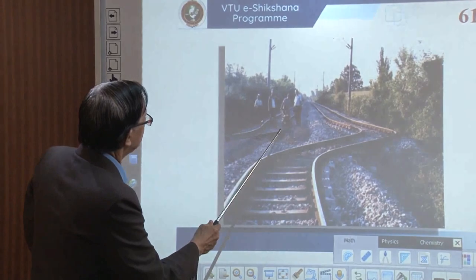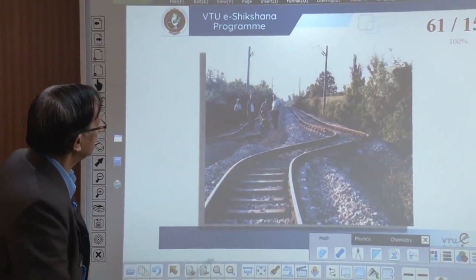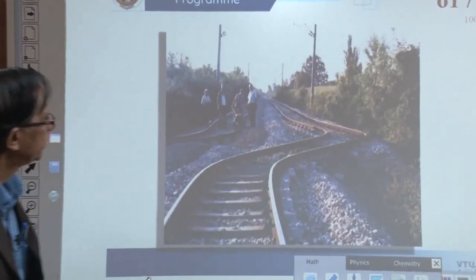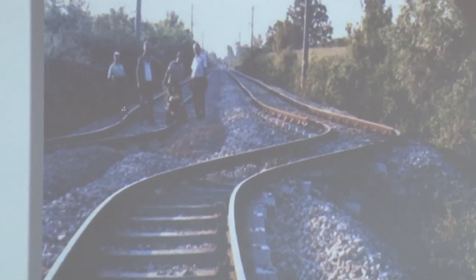Have you seen this kind of railway track? Have you seen this kind of bend? How must it have happened?